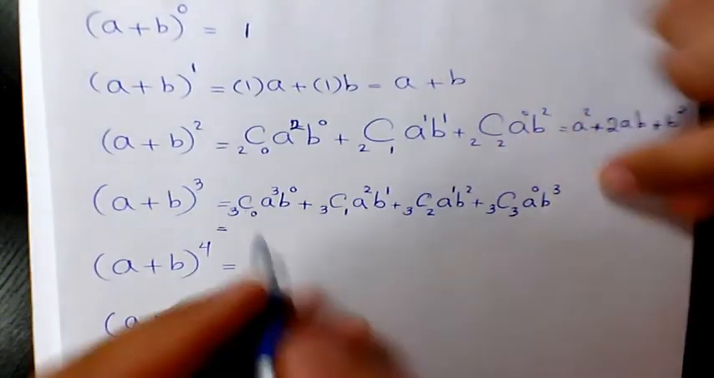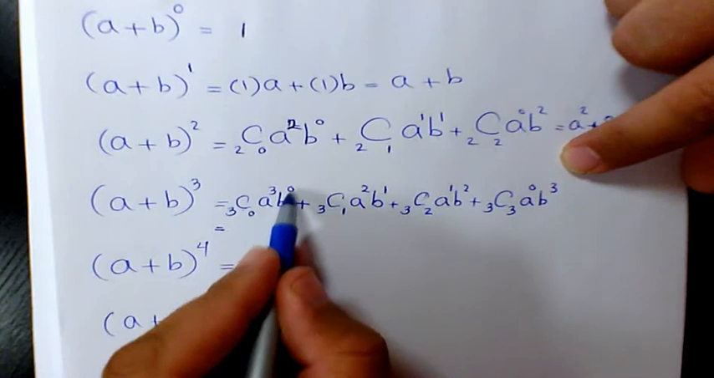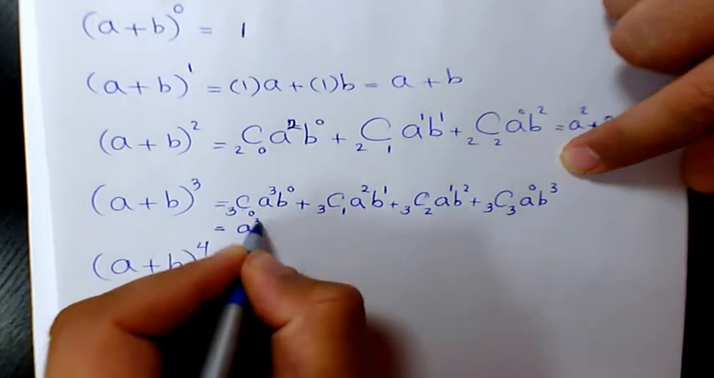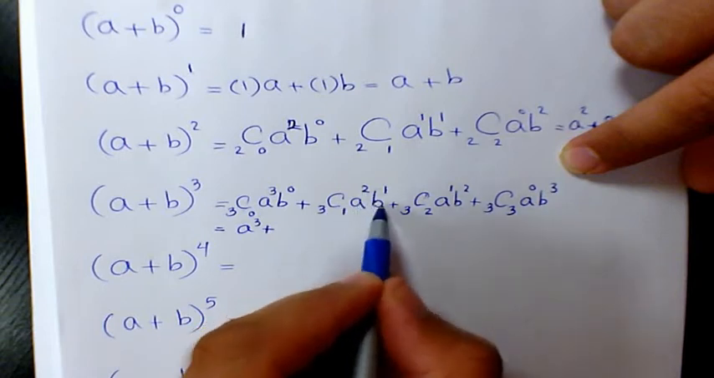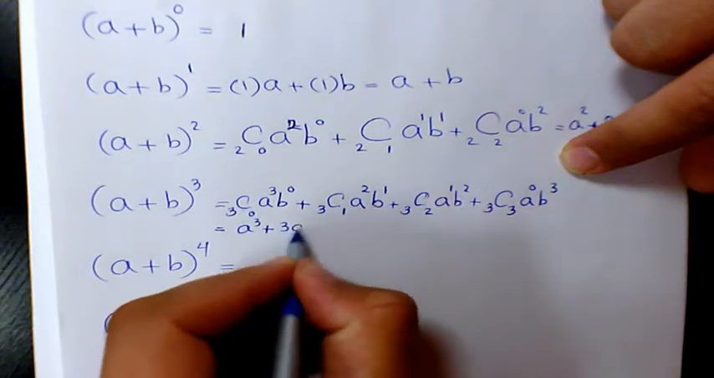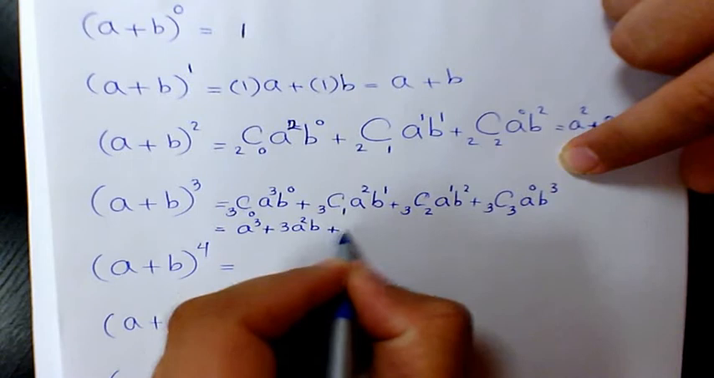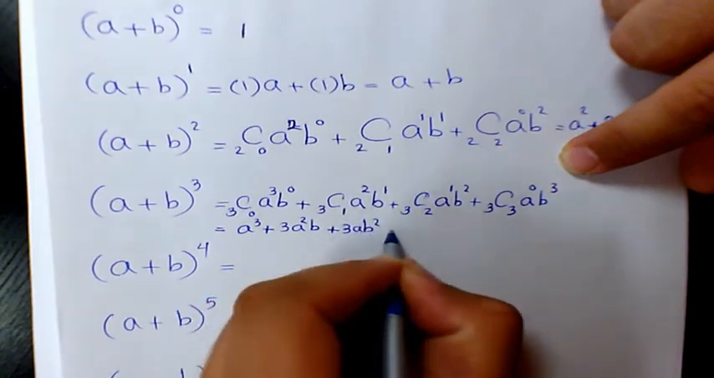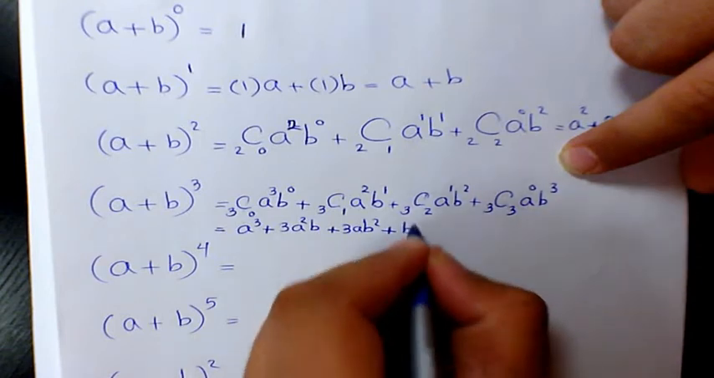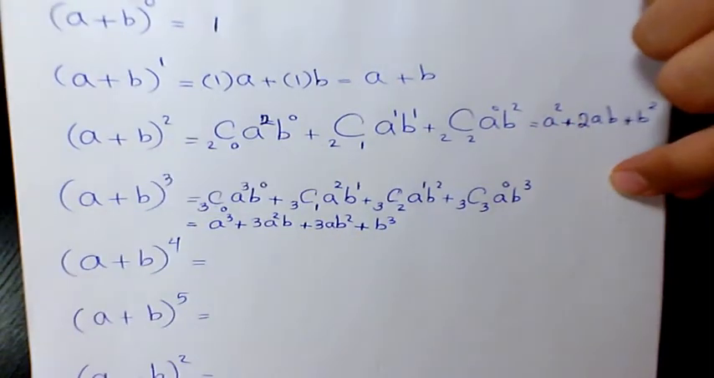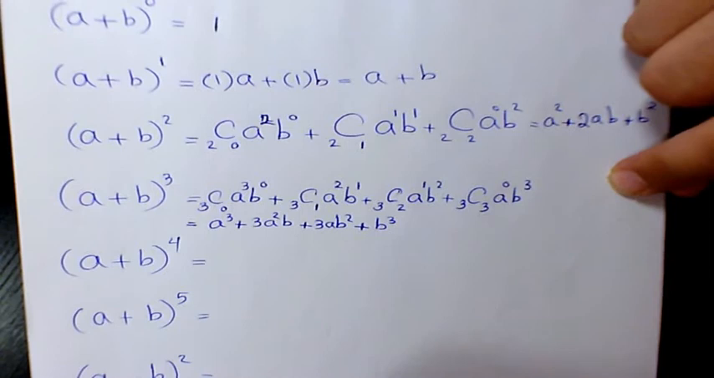So then the first one is 1, b to the power of 0 is 1, so we have a cubed plus 3a squared b plus 3ab squared plus 1, a to the power of 0 is 1, b to the power of 3. So that's going to be the answer to the expansion.